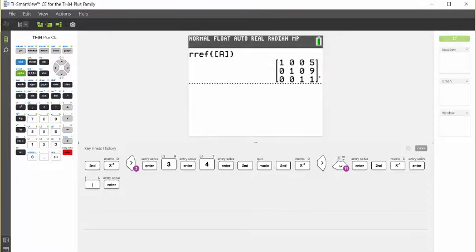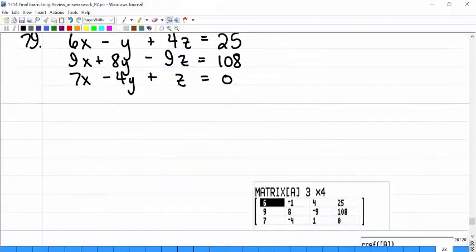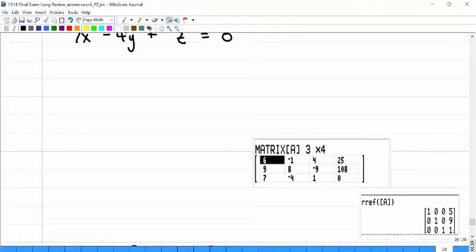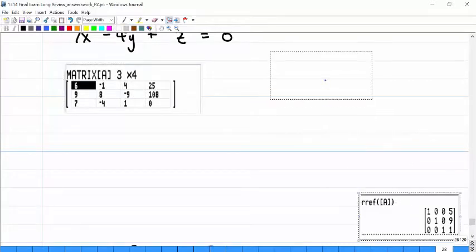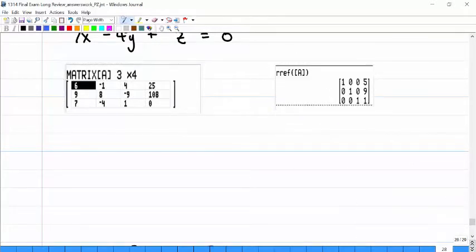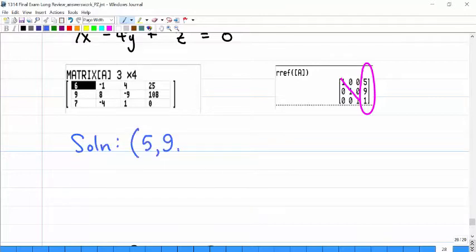Again, what's important is over here on the last column. So going back to my work, I showed you that I entered the matrix into the calculator, and this is what the row reduced echelon form looked like. In the last column, I see that I have a diagonal of 1s on the left hand side and 0s above and below. So my solution is that last column. It's the ordered triple 5, 9, 1. X is equal to 5, Y is equal to 9, Z is equal to 1.